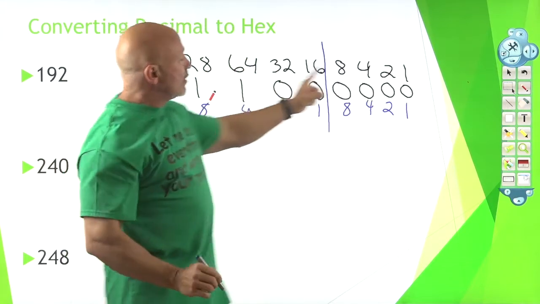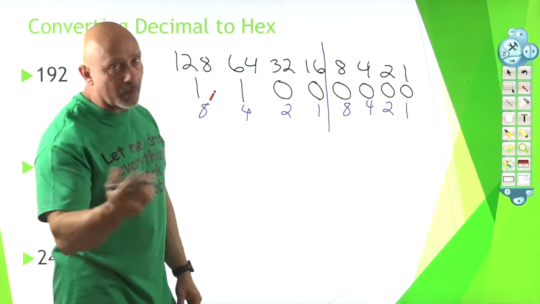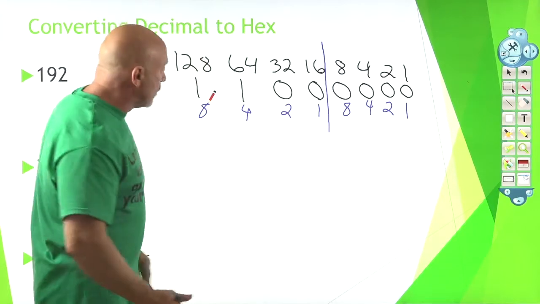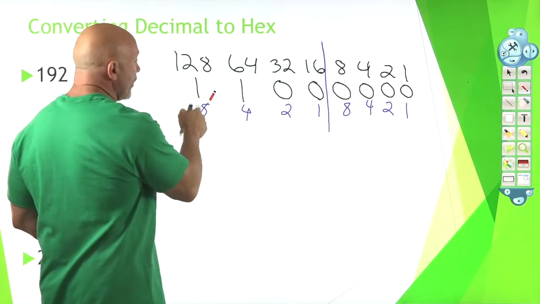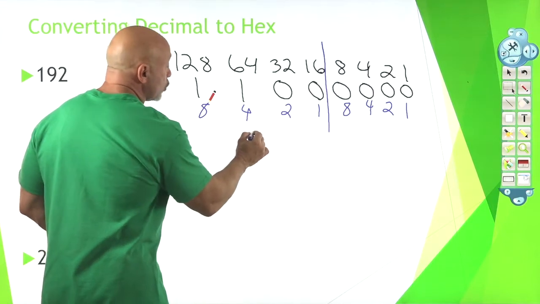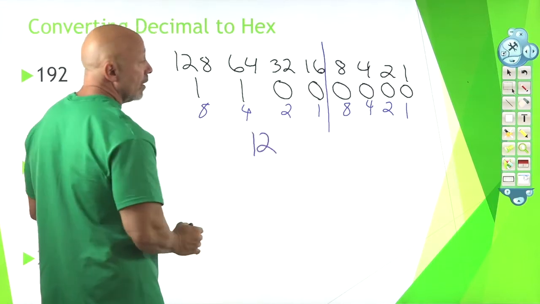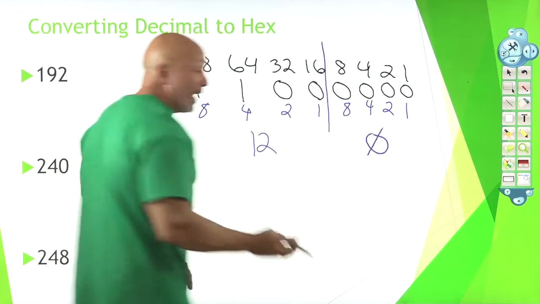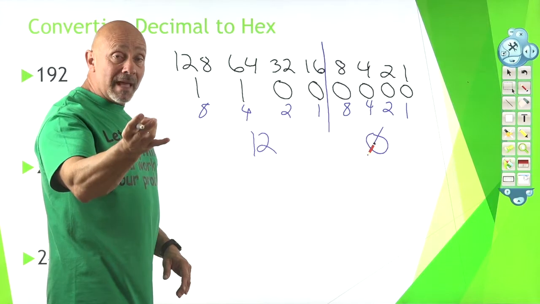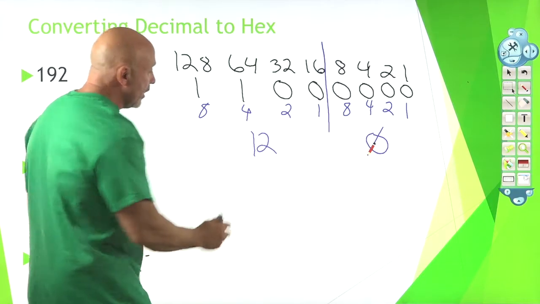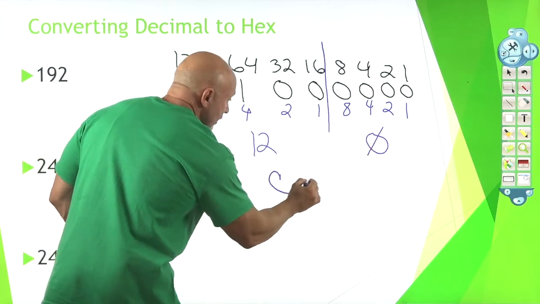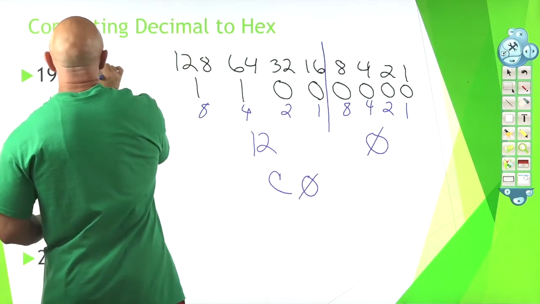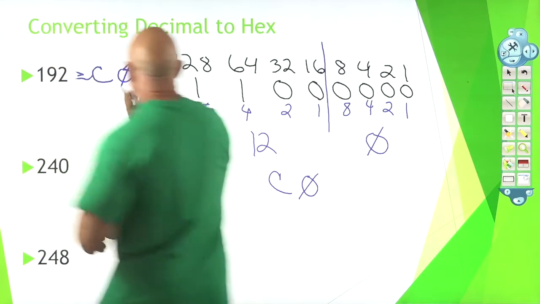The only reason I left these bit values up top is because we're going to use them again. I didn't want to write them again. But 1, 2, 4, 8, 1, 2, 4, 8, those are the bit values for hex numbers. So what's on? On this side, the 8 and the 4, that's 12. What's on this side? Nothing. That's 0. A is 10, B is 11, C is 12. So 192 is the equivalent of C0.